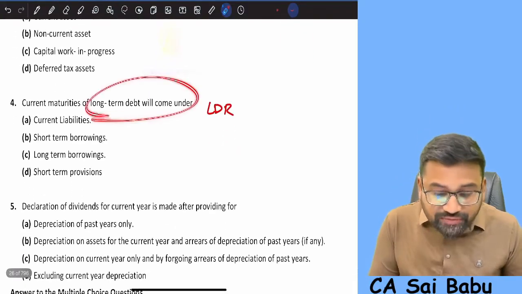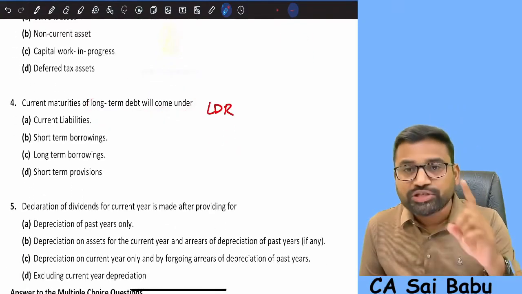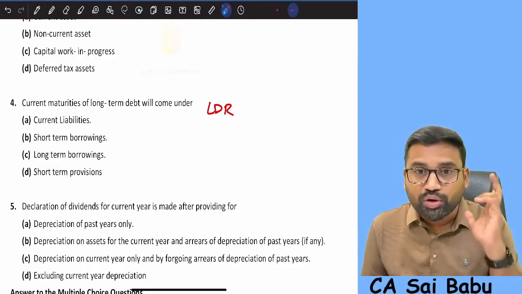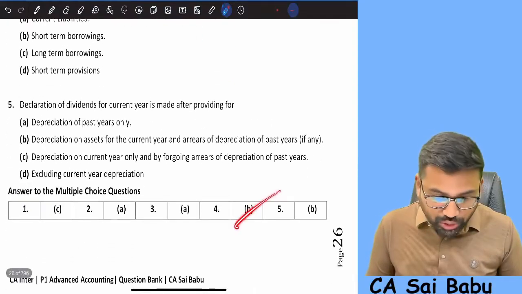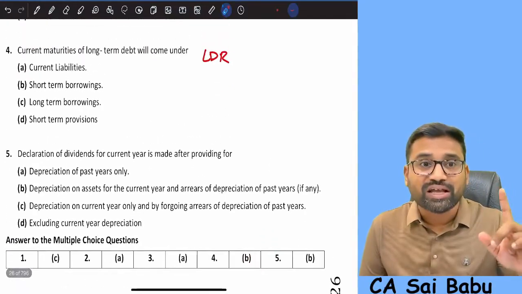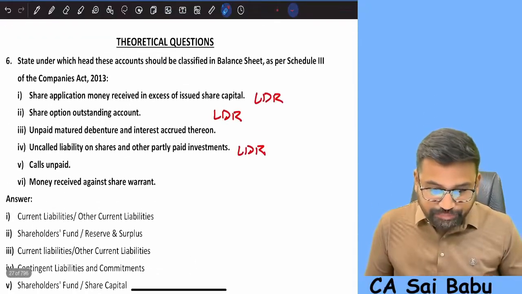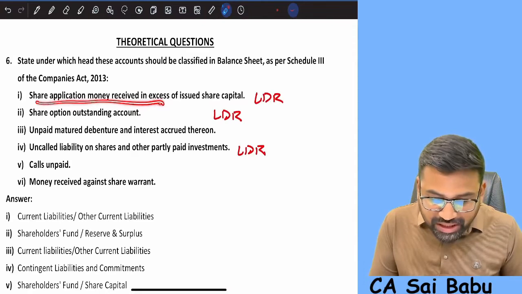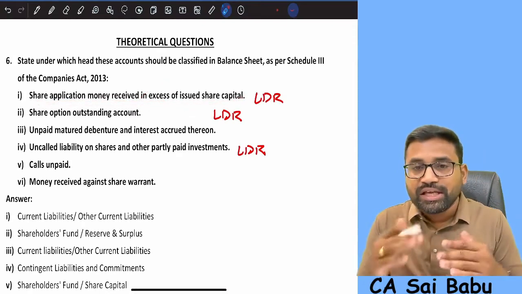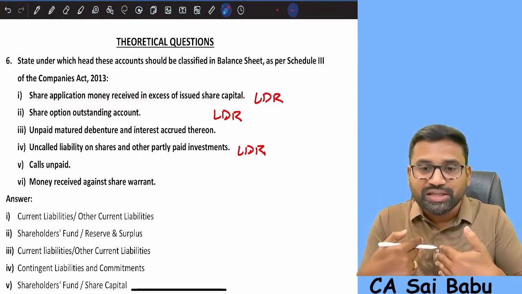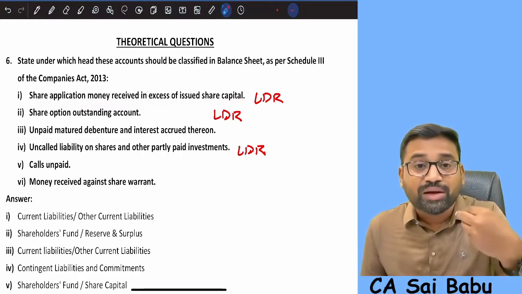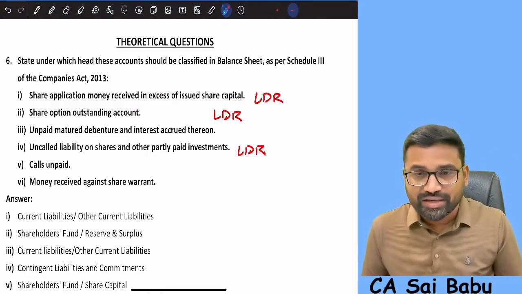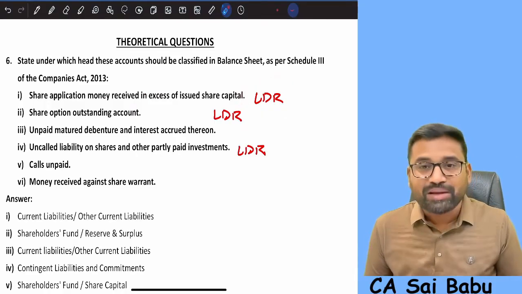Next, current maturities of long-term debt as per Schedule 3. Current maturities of long-term debt will be shown as a part of short-term borrowings. Understand, very, very important. Short-term borrowings. Don't show it as other current liabilities. Next, some important items and where they are going to be presented. Share application money received in excess of issued share capital: if the company received anything in excess, that amount we need to refund to the applicants, right? So this will be shown as a part of other current liabilities.